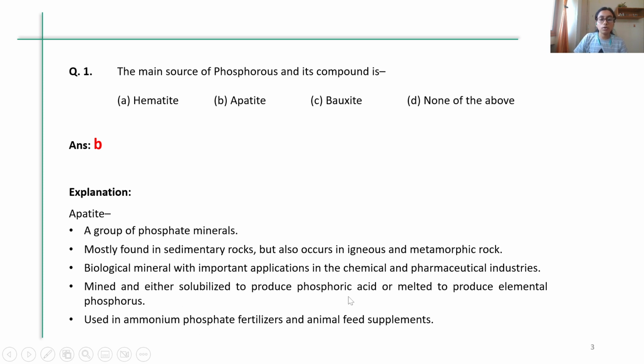And how does it form? How phosphoric acid forms is basically it is mined and then solubilized to produce some acid like phosphoric acid, or else it can be melted to produce elemental phosphorus also. And then that phosphorus will be subjected to a reaction with oxygen, then eventually it will lead to some phosphorus oxide compound like diphosphorus pentoxide, and then subjecting to hydrolysis it will give phosphoric acid. Like that several reactions are there, we will discuss one by one.